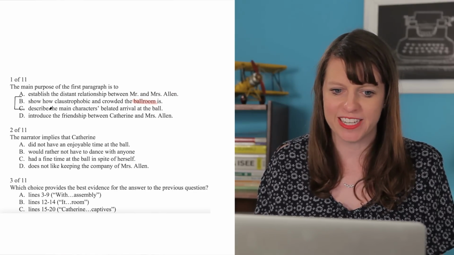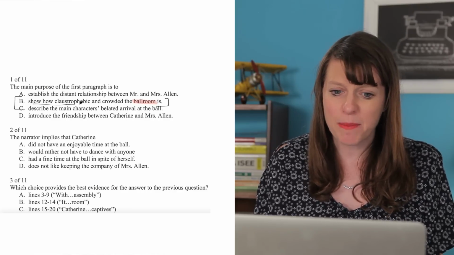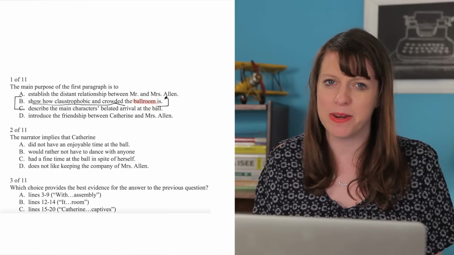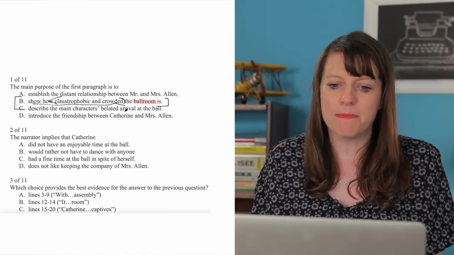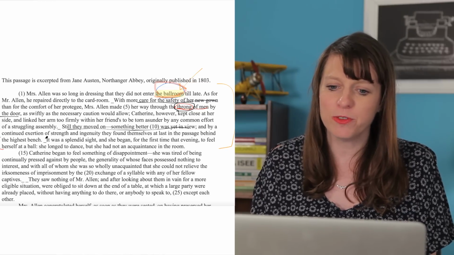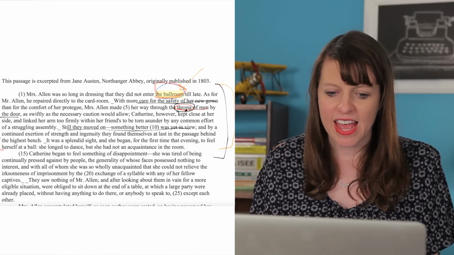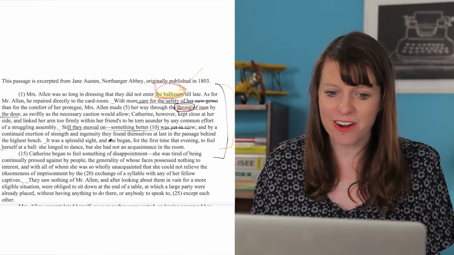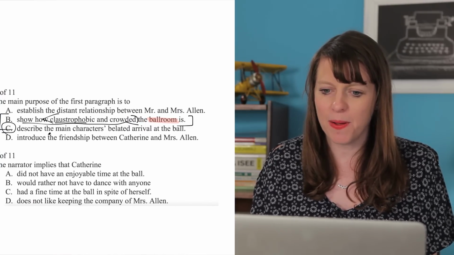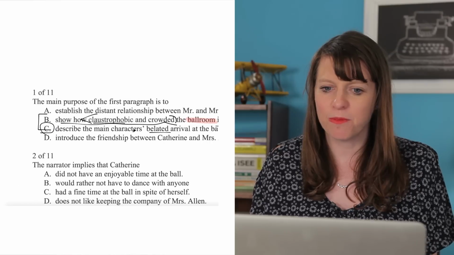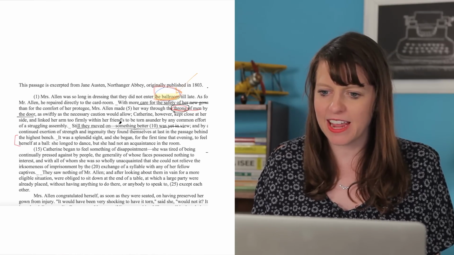So this answer choice says, show how claustrophobic and crowded the ballroom is. This answer choice is actually about showing claustrophobia and crowdedness. We happen to be in a ballroom, but this is actually not what the main paragraph is about. If you read the whole paragraph, it's really about these 2 ladies walking into a party, okay? And that answer is actually here, which is C, describe the main character's belated arrival at the ball. And it's belated because they're running late, and we know that from the first paragraph till late over here.